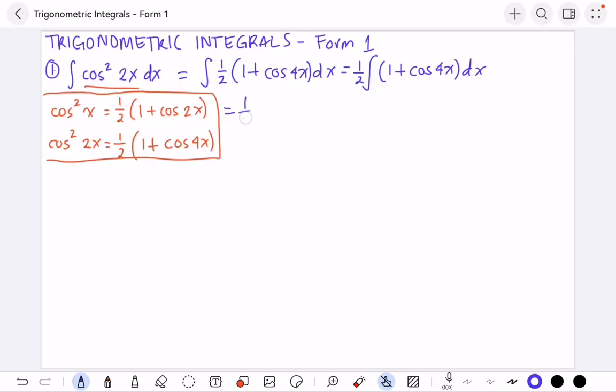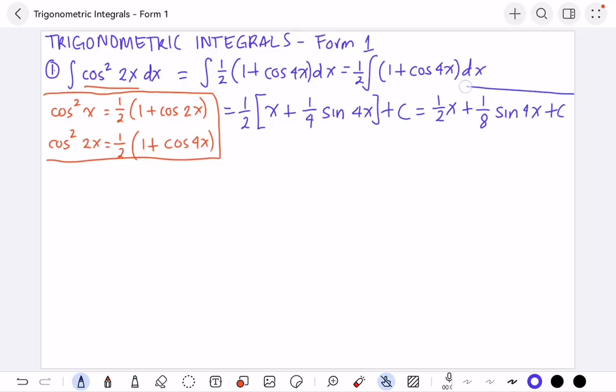We have now 1/2 times the antiderivative of 1, which is x, plus the antiderivative of cosine 4x, which is 1/4. This comes from 4x in the substitution, times the antiderivative of cosine, which is sine 4x, plus c. Therefore, the final answer is 1/2 x plus 1/8 sine of 4x plus c. Okay, that's it. Now, let us look at another example.